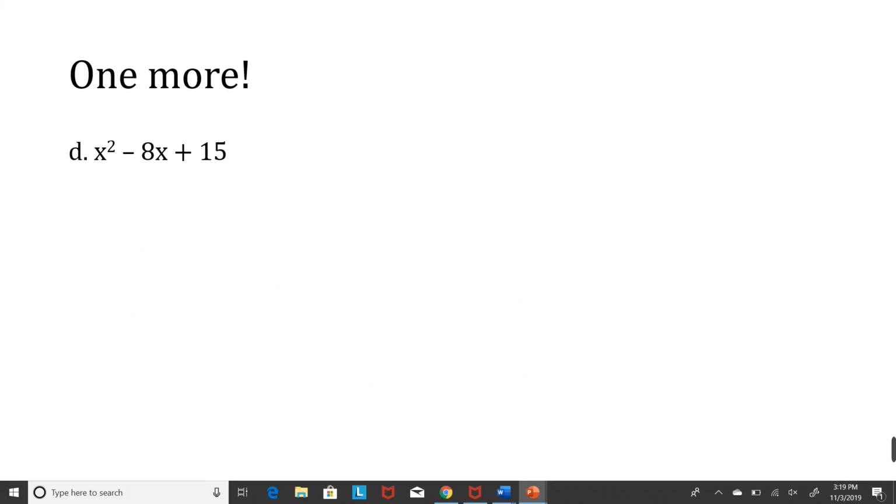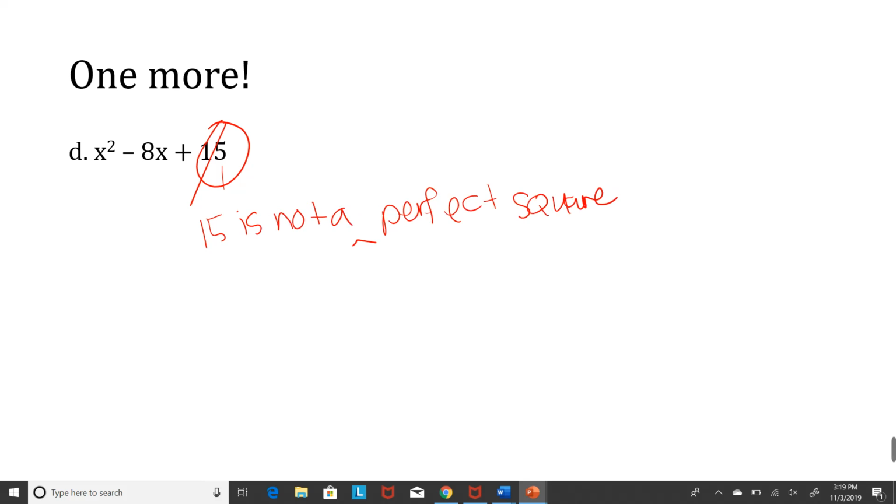One more. x squared minus 8x plus 15. 15 is not a perfect square. So no, this is not going to work. It's not going to factor into a binomial times the same binomial.